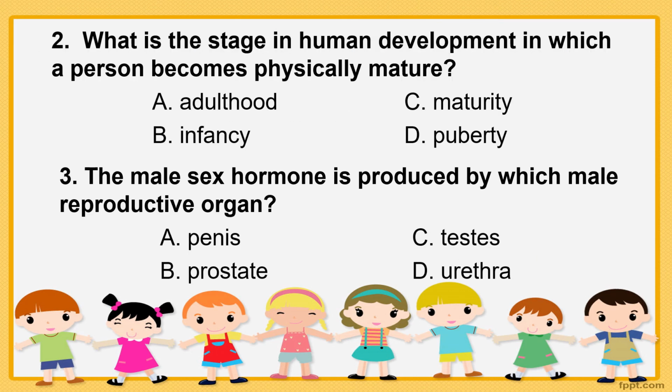Number 2. What is the stage in human development in which a person becomes physically mature? A. Adulthood. B. Infancy. C. Maturity. D. Puberty. Number 3. The male sex hormone is produced by which male reproductive organ? A. Penis. B. Prostate. C. Testes. D. Urethra.